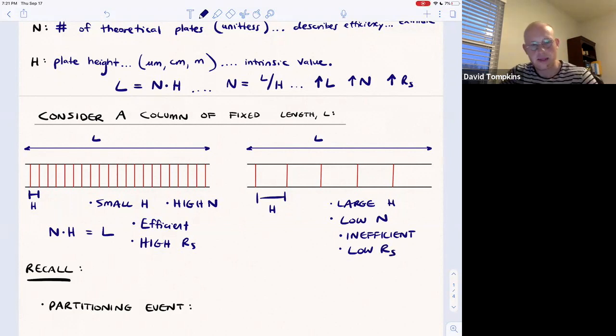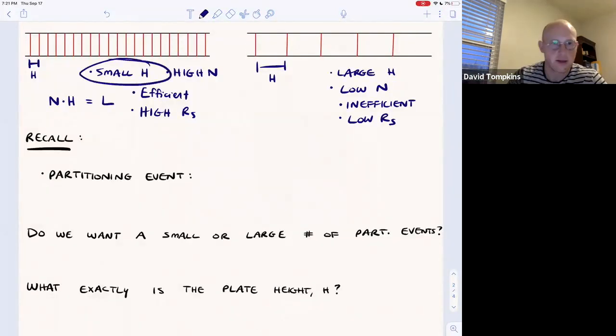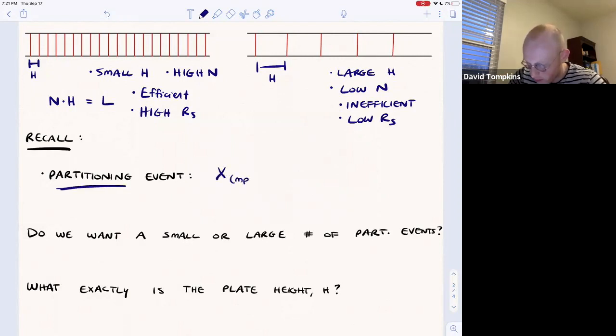So plates and plate height are a little bit difficult to understand because you can't really visualize them. But let me remind you of a couple terms we've seen before, and then I'll more formally define the plate height. So a partitioning event, remember the partition coefficient. This means that some solute X, which is in the mobile phase originally, equilibrates to the stationary phase, where it becomes bound to the column or to the packed stationary phase. And the partition coefficient is the equilibrium constant for this process, where K part is equal to the concentration of X in the stationary phase over the concentration of X in the mobile phase.